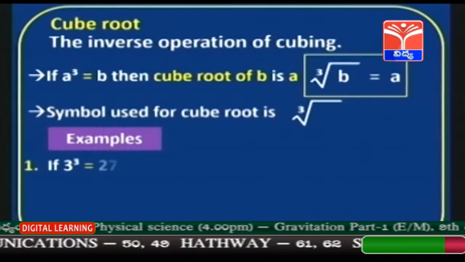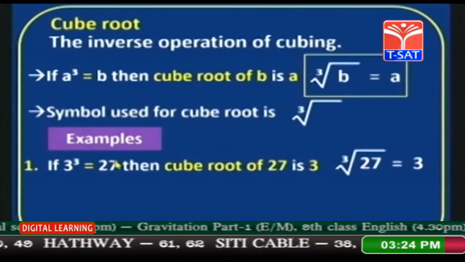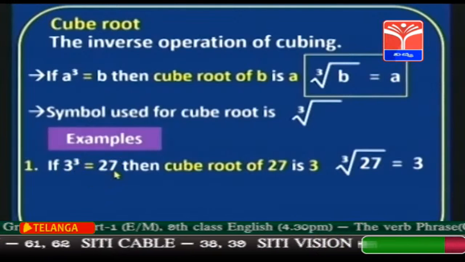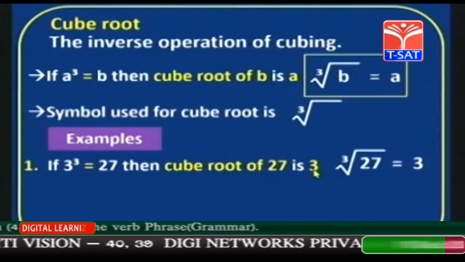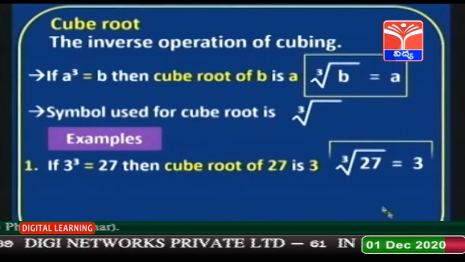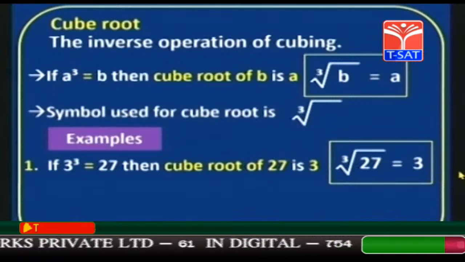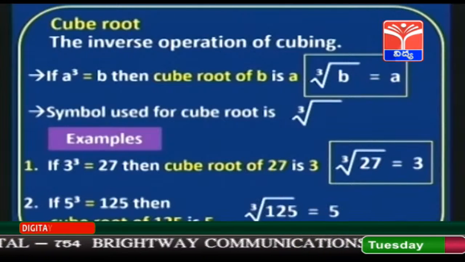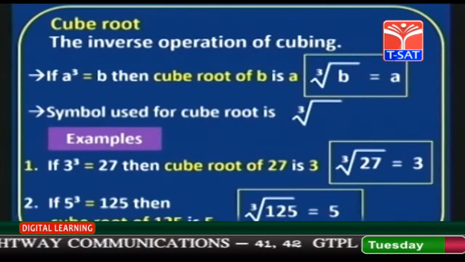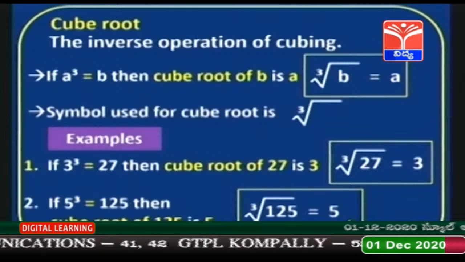Let us take some examples here. If 3 cube equal to 27, see 3 into 3 into 3 will become 27. So I can take 3 cube equal to 27. Then cube root of 27 is 3. So I can write like this, cube root of 27 is 3. 5 cube equal to 125. Then cube root of 125 is 5. So what can I write here? Cube root of 125 is equal to 5.